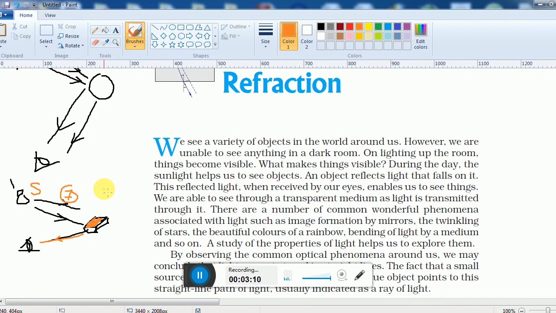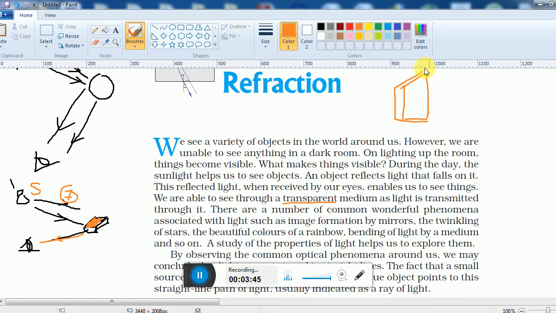In the dark room we cannot see anything because there is no source of light. So on the basis of that, there are 2 types of medium: through which the light can pass and through which the light cannot pass. The medium through which the light can pass is called the transparent medium, and the medium through which light cannot pass is called the opaque medium. So what is the transparent medium? Suppose a glass window, the light can pass through the glass window. That means it is a transparent medium.